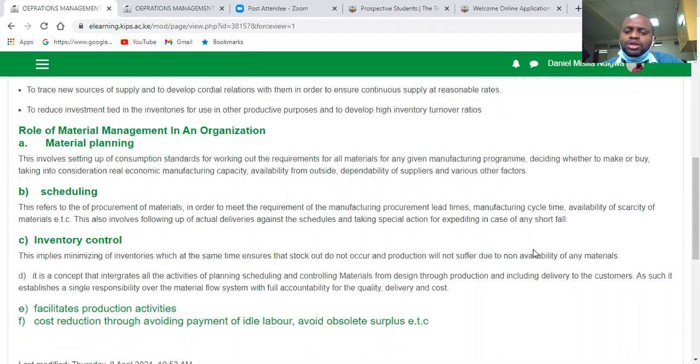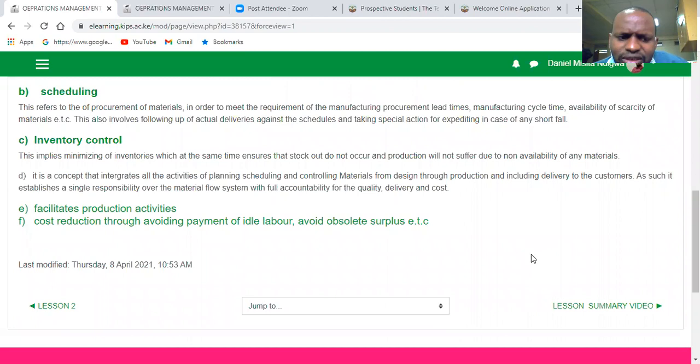And when you talk about inventory, inventory plays a critical role. And inventory can be classified into three major inventories where we have the raw materials, we have the work in progress, and finally we have the finished product. Then the other thing is to facilitate production activities. So you'll be able to facilitate your production because of the management of materials within the organization. Then cost reduction through avoiding payment of idle labor and avoiding obsolete surplus. So you'll be able to avoid the obsolete surplus that is not going to add value to your organization.